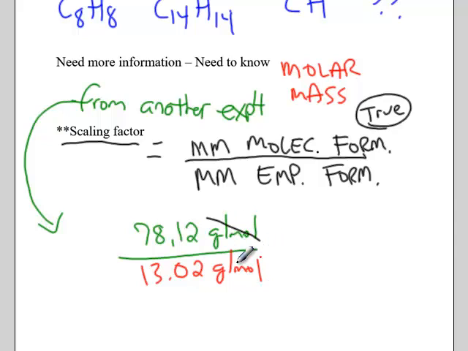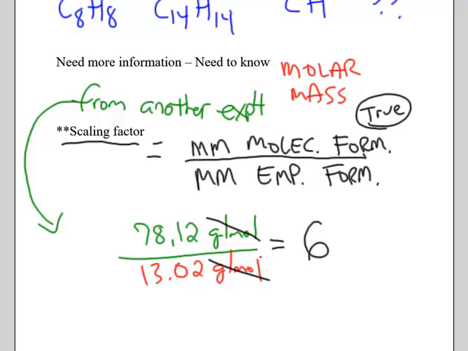So when I divide those, notice the units cancel. This will almost always be a whole number, and if it's not a whole number, it will be very close to a whole number. This is not one of the times where you have to worry about multiplying by 2 or 3 or 4 to make it a whole number. Within rounding, this is going to give us an answer of 6.